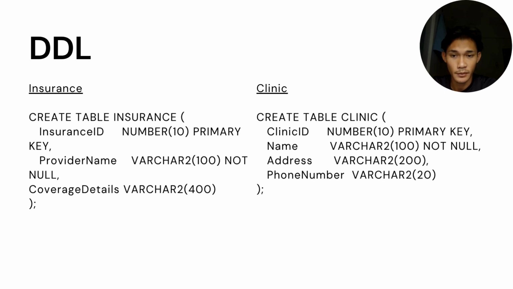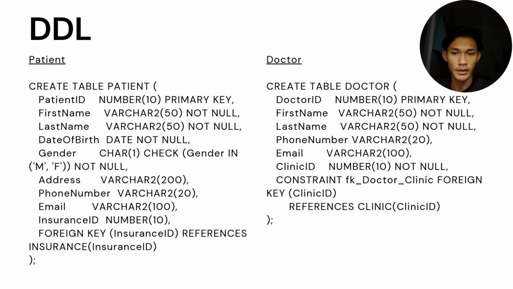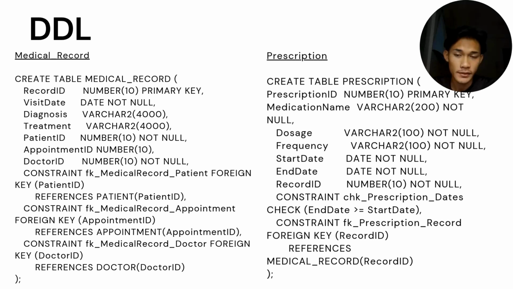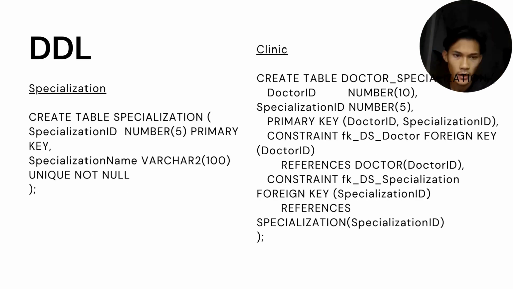So DDL statement for insurance table and clinic table are like this. Next, these are the DDL statement for patient table and also for the doctor table. Next, these are the DDL statement for appointment and also bill table. Next, these are the medical record DDL and also prescription DDL. And last, these are the DDL statements for specialization table and also clinic table.